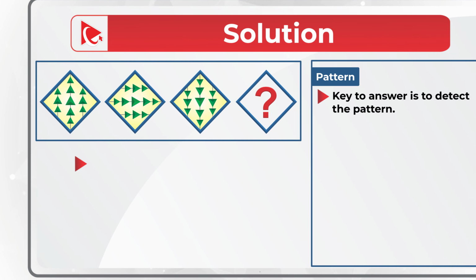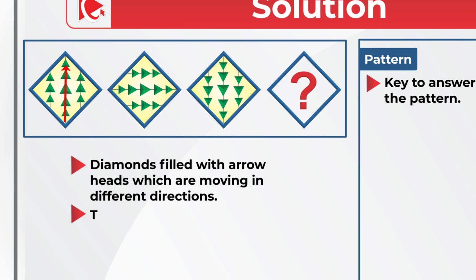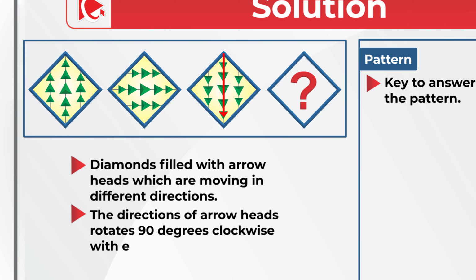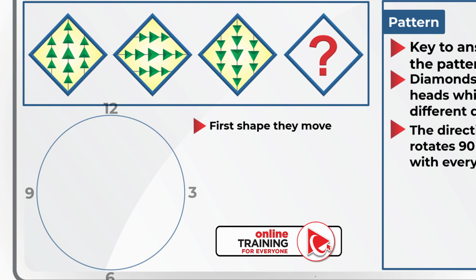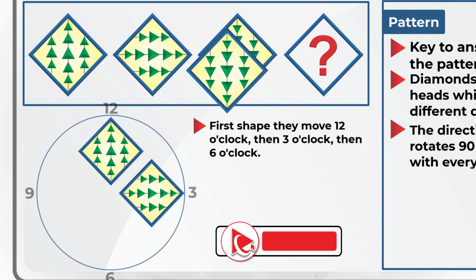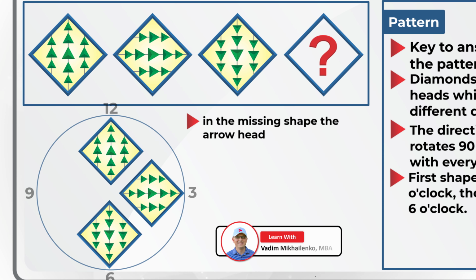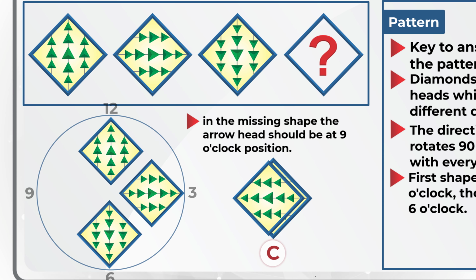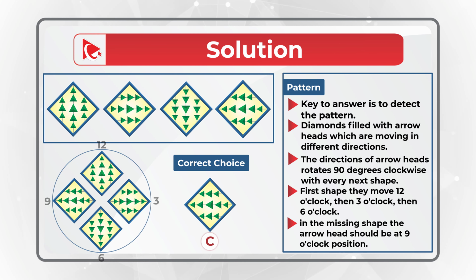If you look closely, you will see diamonds filled with arrowheads, triangles, which are pointing in different directions. The direction of the arrowheads rotates 90 degrees clockwise with every next shape in the pattern. For example, in the first shape, they point to the 12 o'clock position of the clock. Then they move to the 3 o'clock position, and then to the 6 o'clock. So if you detected this pattern, in the missing shape, the arrowheads should be at the 9 o'clock position. Hopefully you've nailed this question and now know how to answer similar problems on the test.